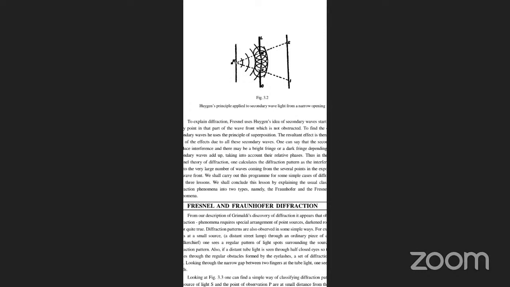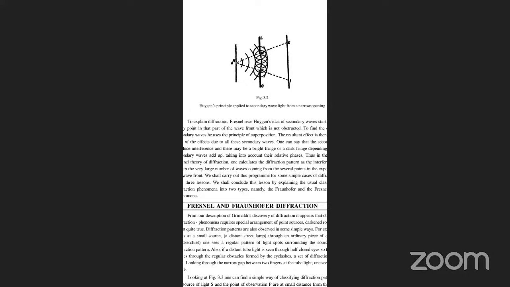So one can say that the secondary waves produce interference, and there may be a bright fringe or dark fringe depending on how the secondary waves add up, taking into account their relative phases. Thus, in the Huygens-Fresnel theory of diffraction, one calculates the diffraction pattern as the interference pattern due to the very large number of waves coming from the several points in the exposed parts of the wavefront. We shall carry out this program for some simple cases of diffraction in the next three lessons.